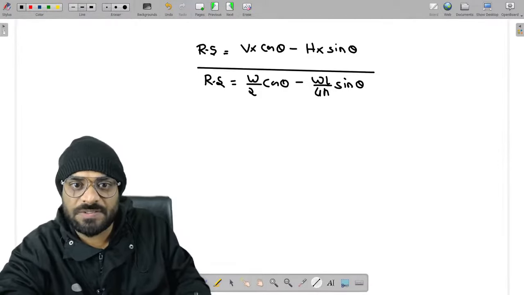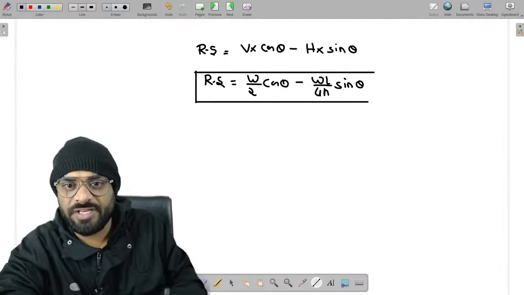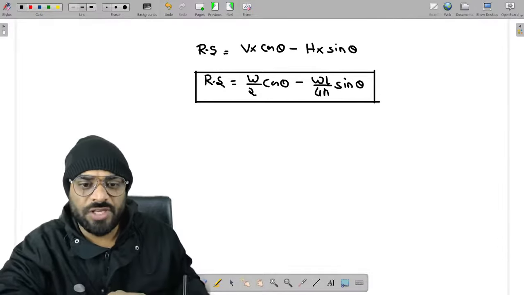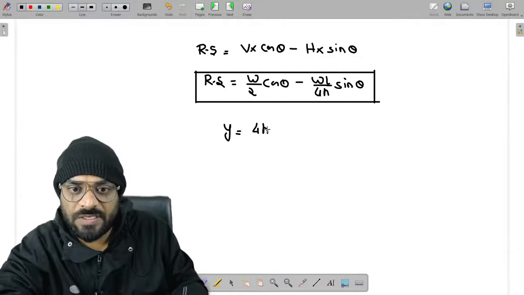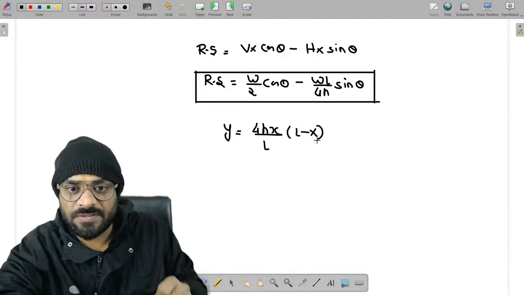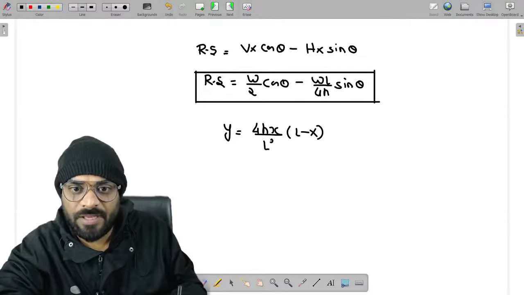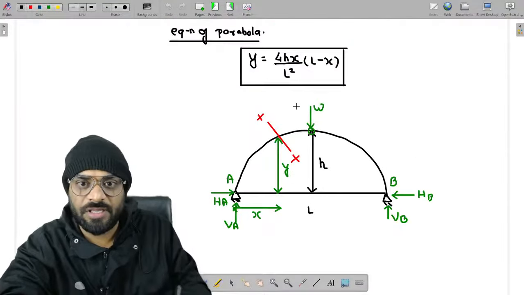Now the question is, sir, what is the value of theta? It is very simple. You know the equation of parabola, just write it down. Y is equal to 4hx divided by L square, multiplied by L minus X. It should be L square, right?